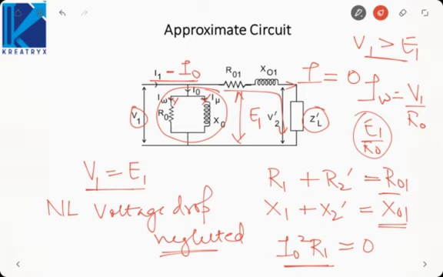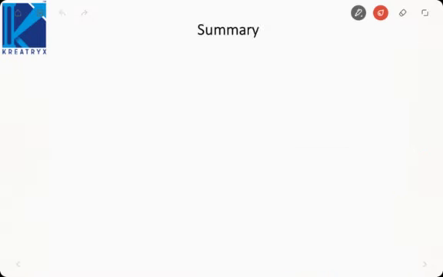So core losses and the magnetizing current in this circuit are overestimated. They are more than the actual value. Actual value was dependent upon E1. By approximation, we are taking it to be V1. So we are taking more than the actual value. So we will call it overestimated.